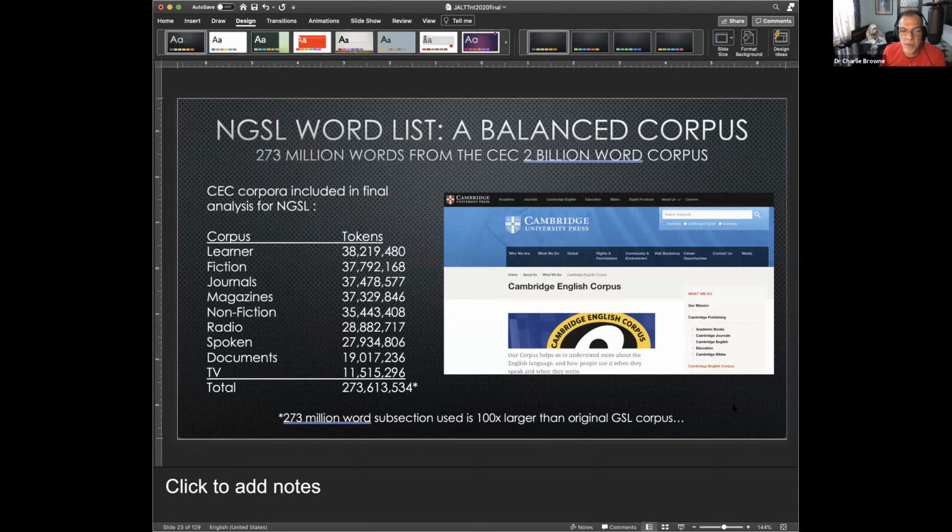The corpus was based on the Cambridge English Corpus, to which we got full access, which is a 2 billion word corpus. In the end, we took a little more than 10% of that corpus. We picked subsections that we thought were relevant for second language learners. At 273 million words, it's about 100 times larger than the original GSL corpus, which meant that we were able to get very good frequencies up to about the 30,000 word level. So there's a lot of data useful for a lot of different people that we were able to get from this.